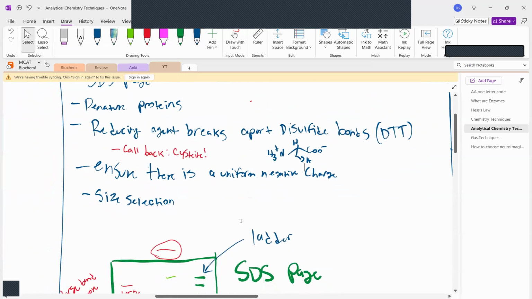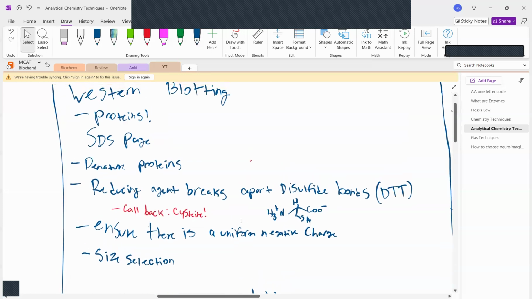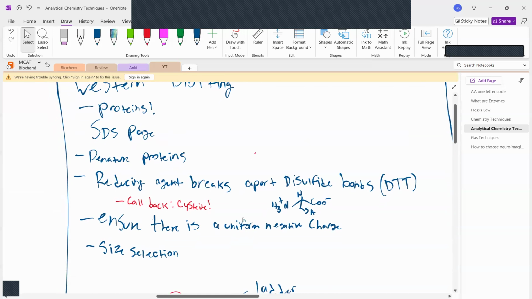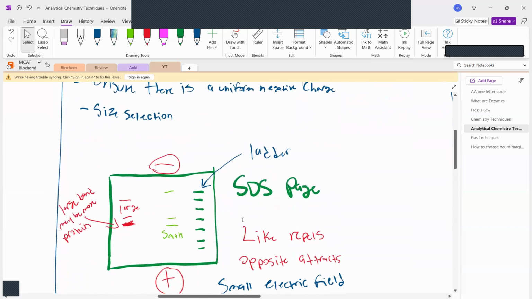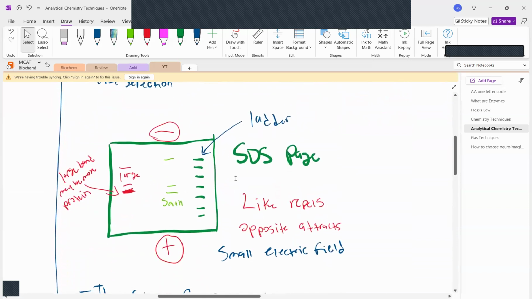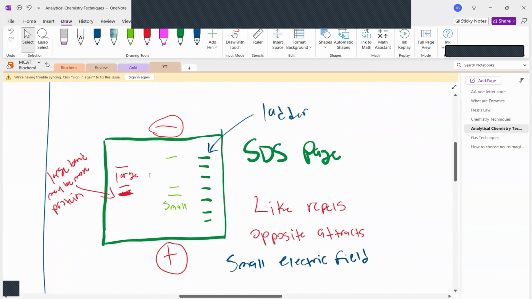And then you can also add a reagent to make sure that there is a uniform negative charge across all the proteins, because for Southern and Northern blotting, you're using size selection for your gel. The only other difference when you look at that SDS-PAGE is that you could have multiple bands within the same column.